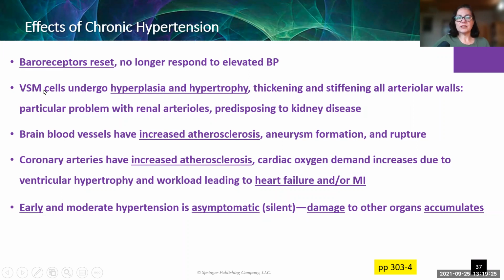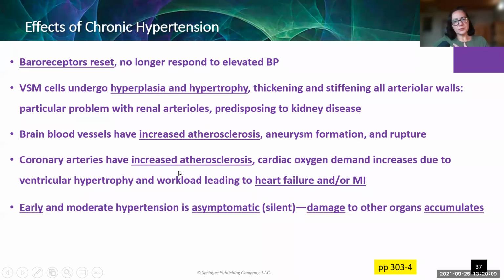The vascular smooth muscle cells, we've talked about this. When you have a lot of exercise, you grow. So we have hyperplasia, more cells growing, and hypertrophy of those cells, so they get bigger. That thickens the walls, stiffens the walls. This is a particular problem with the kidneys and a predisposing factor for kidney disease. We see with the hypertension an increase in atherosclerosis and in the formation of aneurysms. Remember, behind the atherosclerotic plaque, you've got that turbulent flow, and that can cause distension of the blood vessel wall and possible rupture of the wall.